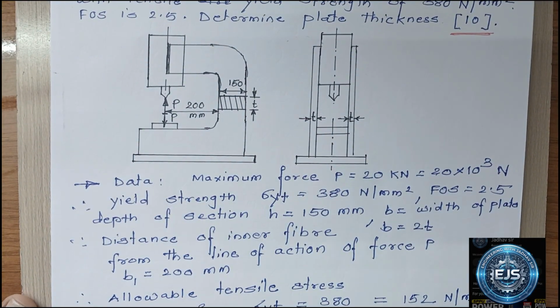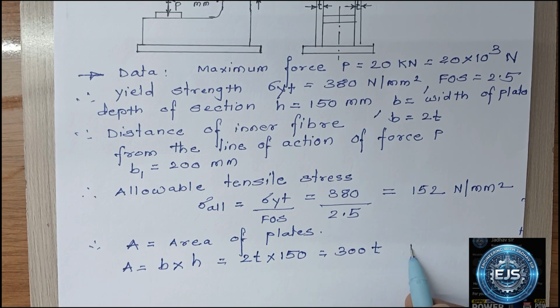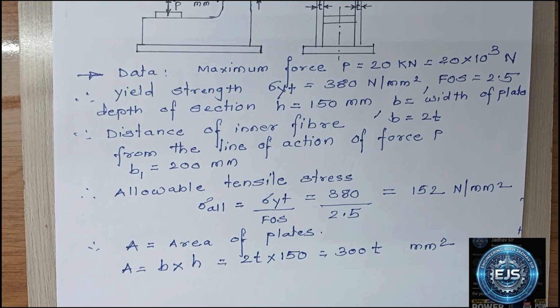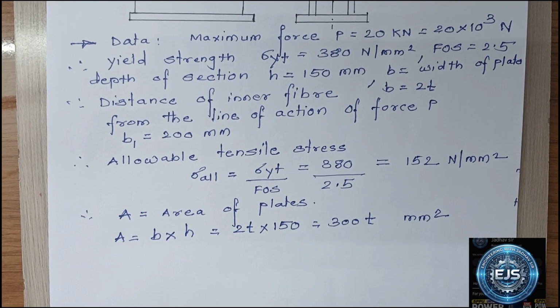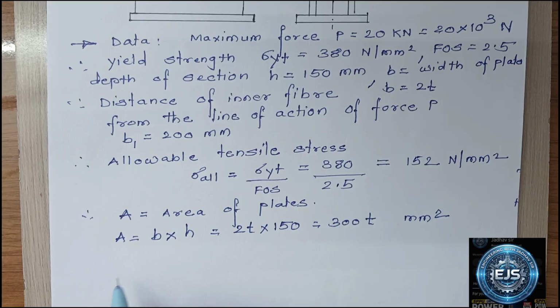H is equal to 150. So this comes out, area is 150 into 2 is 300 multiplied by T. So we get the area of this steel plate in terms of T, that is the thickness of the plate, and that is in mm square. Unit of area is mm square.